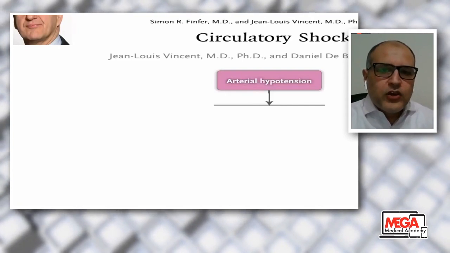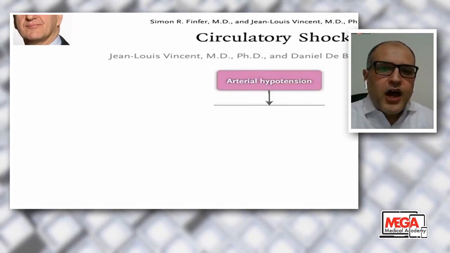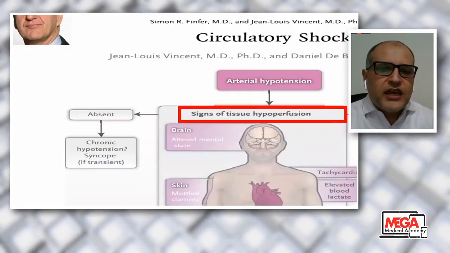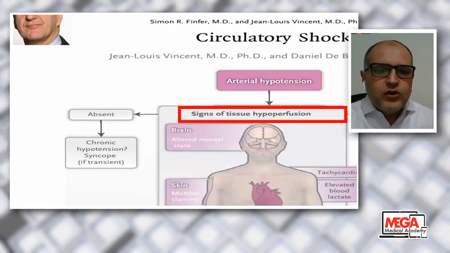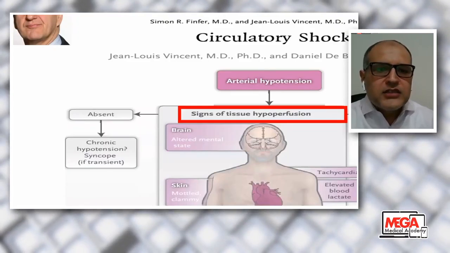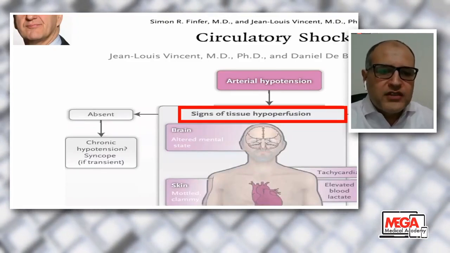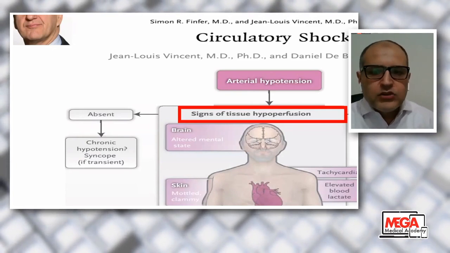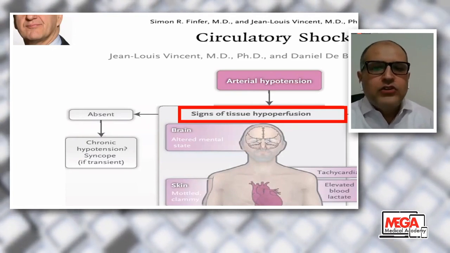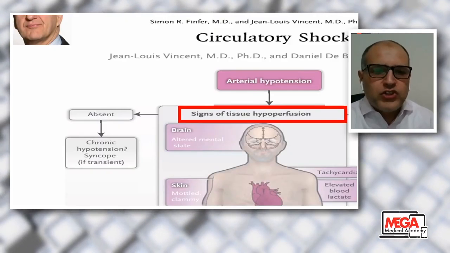when they define circulatory shock, the first step is whether there is hypotension or not. After this, the second step is signs of tissue hypoperfusion. If the signs of tissue hypoperfusion are absent, then this is not shock. This is chronic hypotension or syncope. If there is hypoperfusion, then this is circulatory shock, and you can go further to manage this patient. What are the basic steps of management of shock?